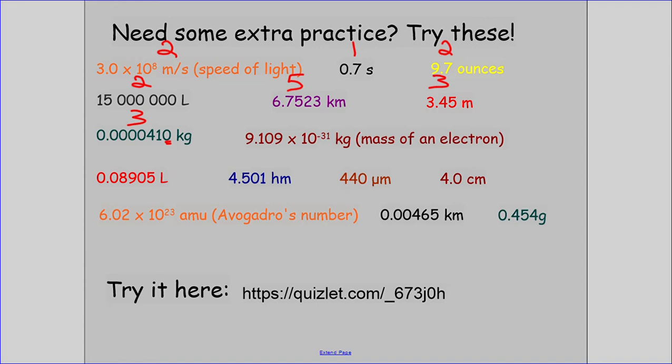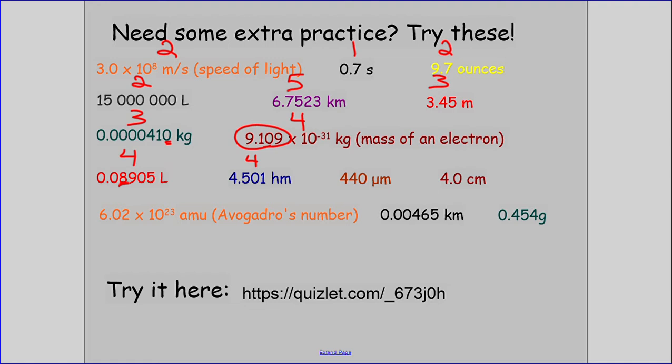9.109 times 10 to the negative 31, that's scientific notation. So remember, all of the values in scientific notation count, which means this one has 4. 0.08905, that one has 4. First number after the decimal, and then on from there count. 4.501 would have 4 in it as well. As soon as you start with a non-zero digit, and then after the decimal, the rest of them will count.